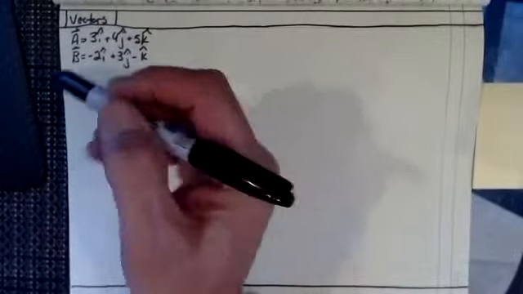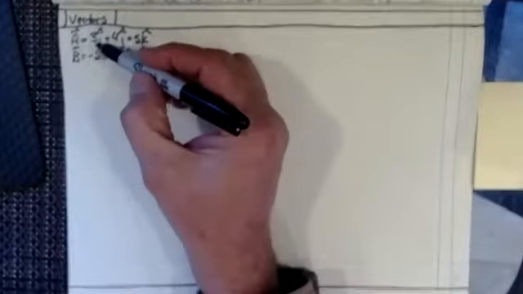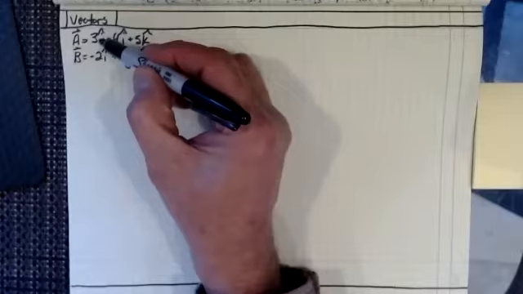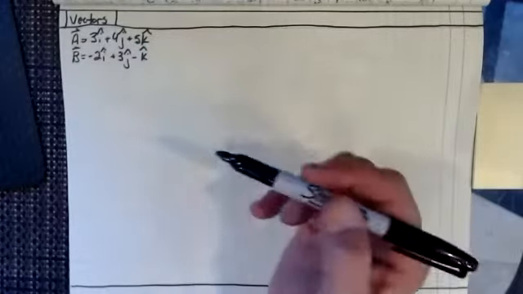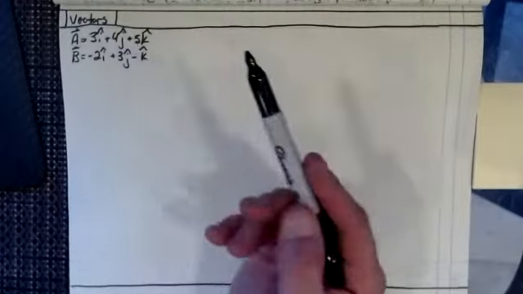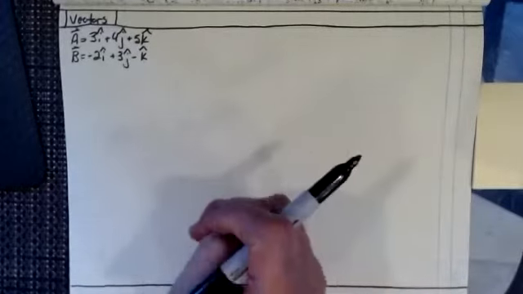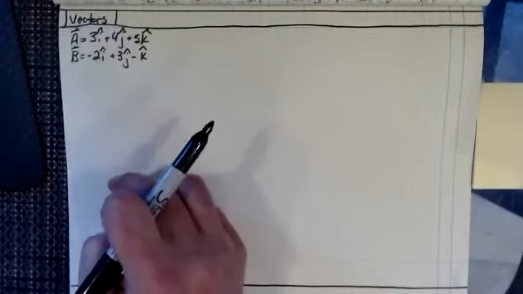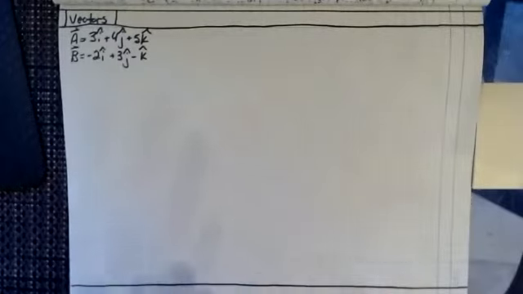Okay, so these are two vectors, and these are vectors in the standard notation. i is a unit vector along the x direction, j is a unit vector along the y direction, k is a unit vector along the z direction. And I've got two different vectors. Don't worry about what they represent right now.